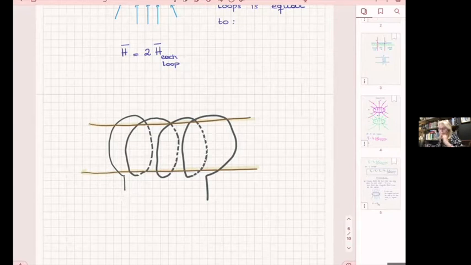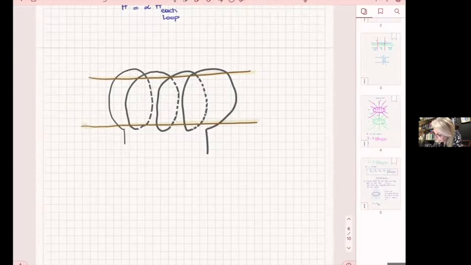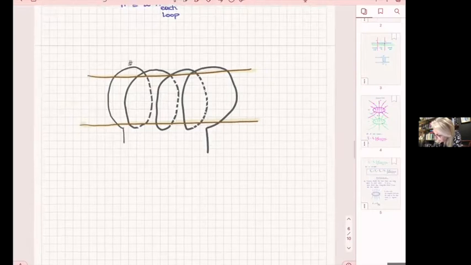All right. So what happens here? If you see, you have four loops: number 1, 2, 3, and 4. And each one of them has the same current because it's part of the same loop.